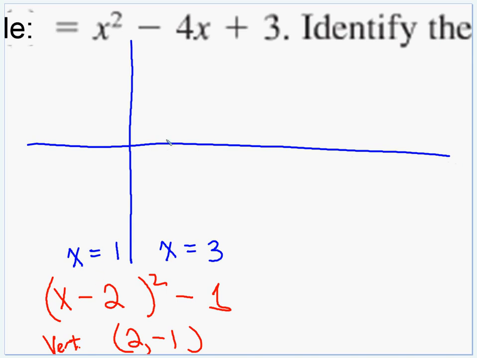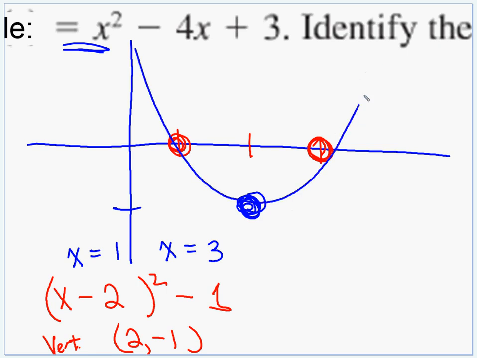So we know we cross the x-axis at 1 and 3. Here's 1, 2, 3. We cross. We know our vertex is at 2, negative 1. So we would go over 2 right here between and down 1. And we know we open up. So there's our general shape. We've got our crossing the x-axis. We've got our vertex. There's our general shape.